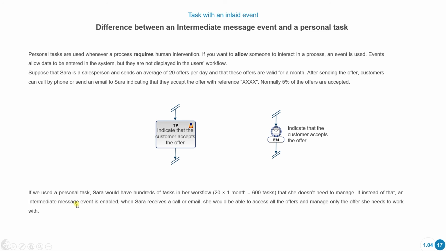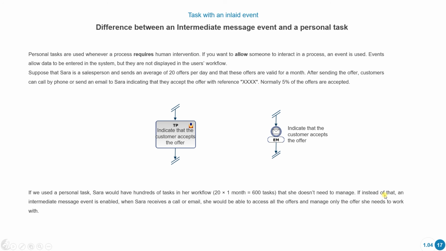Okay, so if we used a personal task, Sarah would have hundreds of tasks in her workflow, 20 per day, in 1 month. That would be about 600 tasks. Okay, because we said they were 20 per day. So let's say she'd receive an average of 600 tasks in her workflow. Okay, that she doesn't need to manage because we're saying that only 5% of them are actually answered.